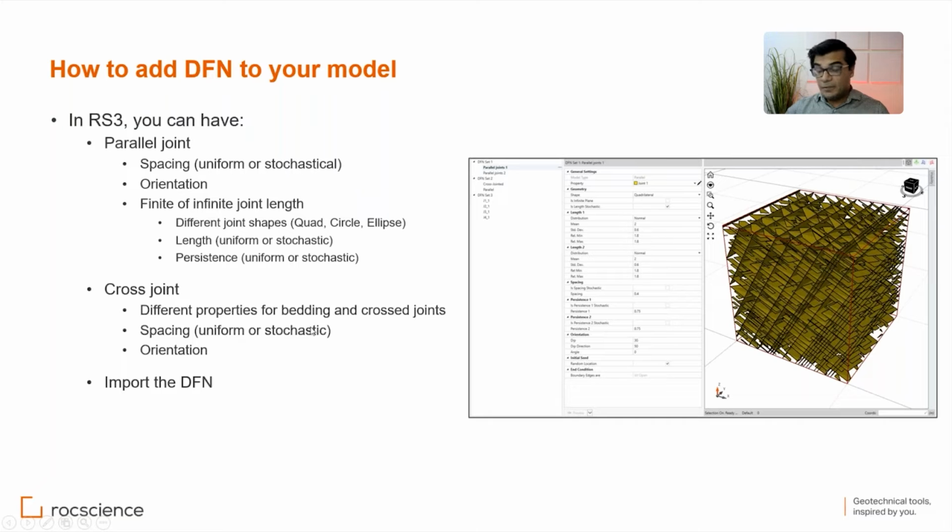In this version, in the first version of DFN, you can define parallel joints, cross joints, or you can import DFN. And of course, for each of them, there are a few parameters. You can have the spacing, orientation, the shape of the joints in case they are not infinite planes. You can modify all of them in the tool. I'm going to explain them in detail during the demonstration.